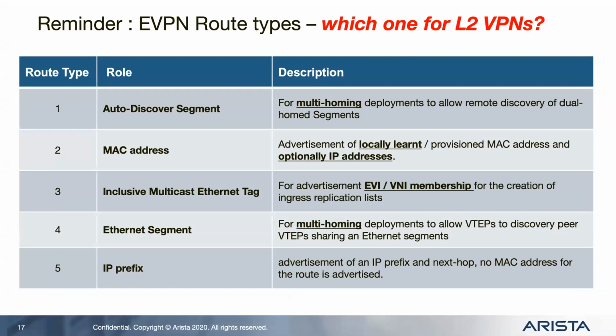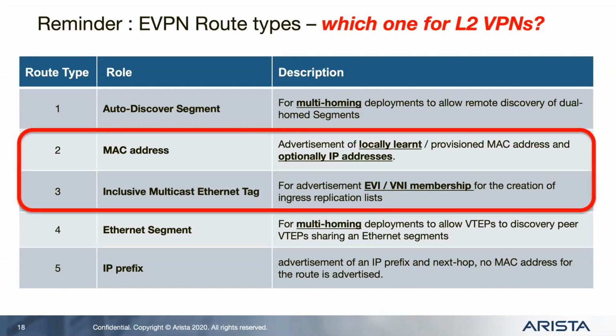These route types, we've discussed them. Could you recall which one would be used for the L2 VPN service? So the L2 VPN is L2. We need to distribute MAC addresses, so you can already guess what we're going to use. There's a little bit of a trick here. If you thought about it, did you include route type 3 for that?